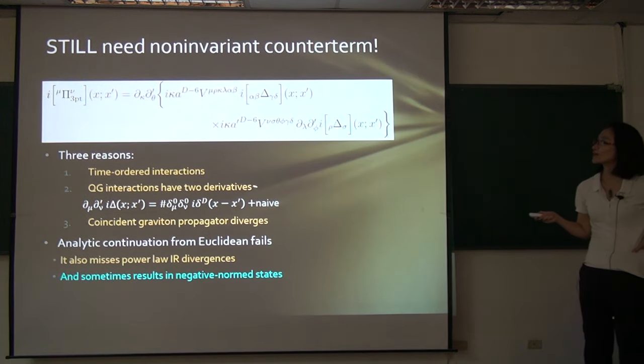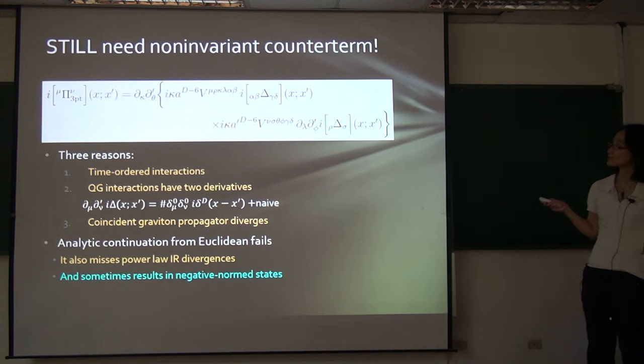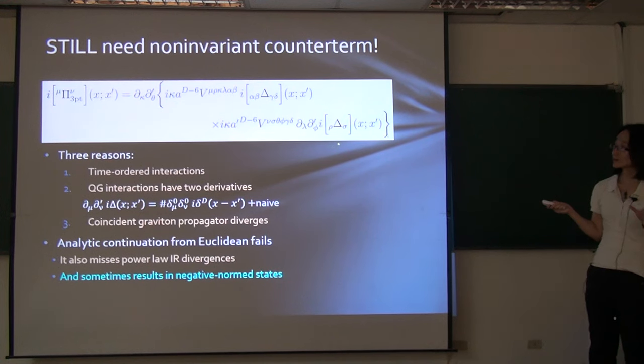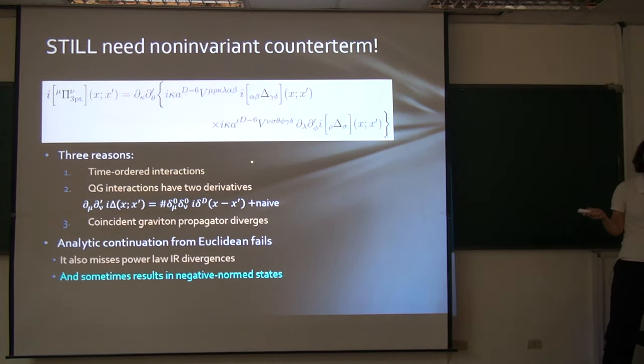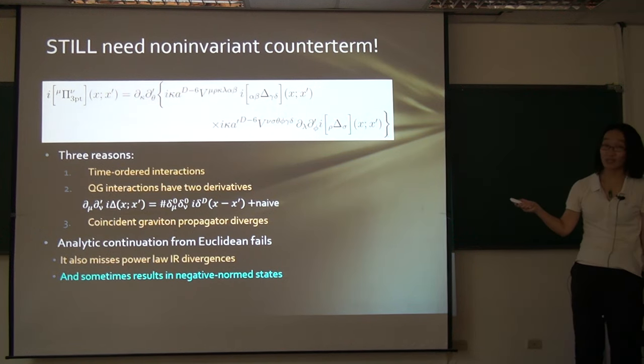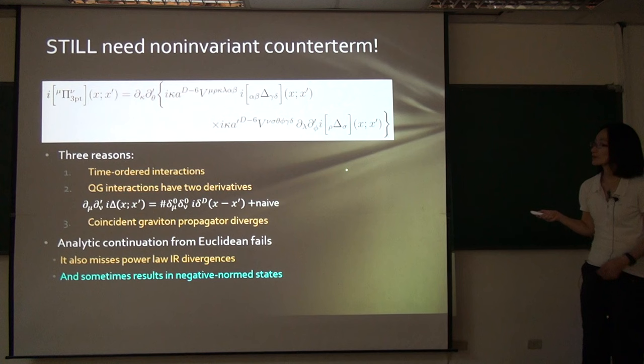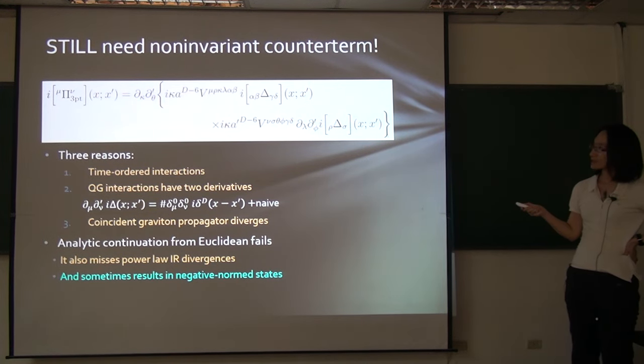And also, a lot of people criticize this, asking why you do not use the de Donder invariant one. Even if you use the invariant graviton propagator, you still will find that we still need a non-invariant counterterm. The reason is, first, that in the path integral formalism we usually use the time ordering, we do not use the normal ordering. And also because we need to use the Schwinger-Keldysh formalism to guarantee the final results are real and causal, so we still need to maintain this time ordering.